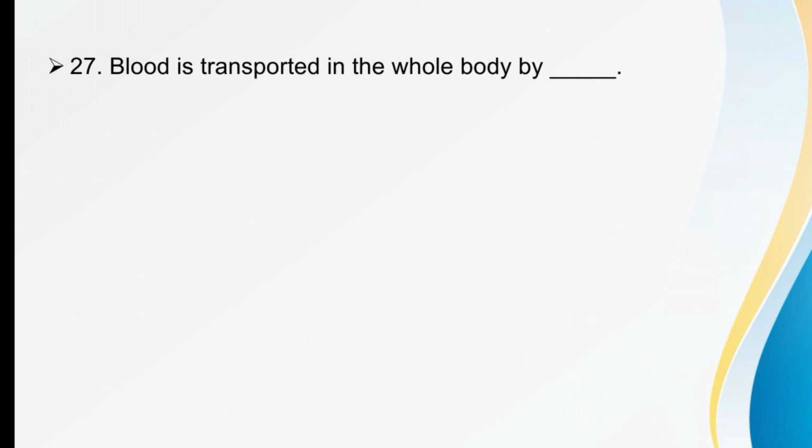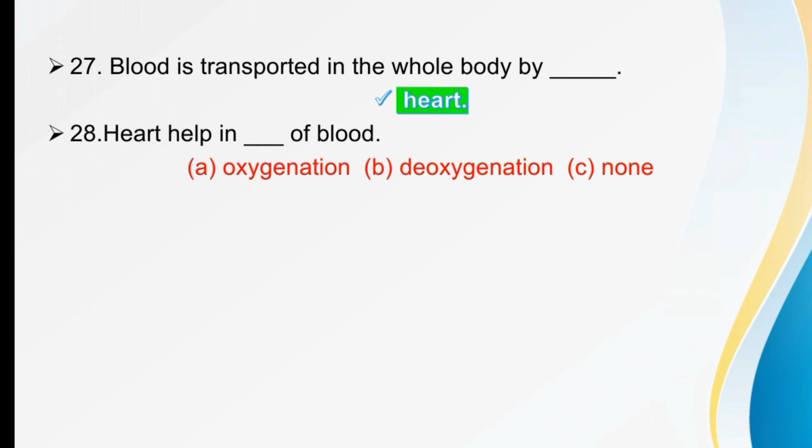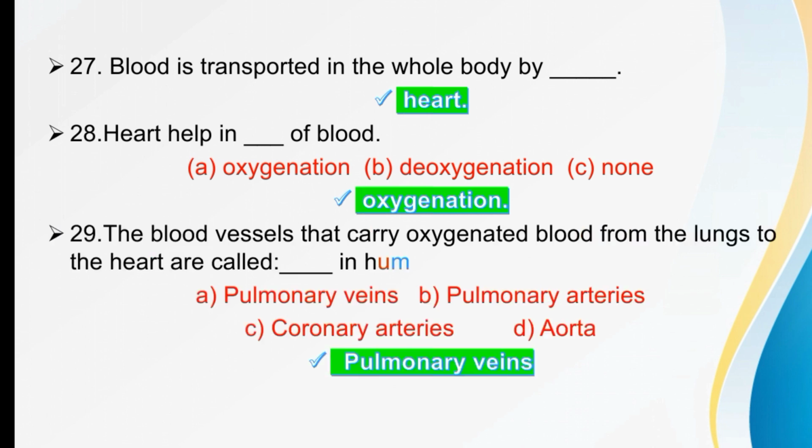Blood is transported in the whole body by dash. So blood is transported throughout the whole body by the heart. The heart helps in dash of blood. Oxygenation, deoxygenation, or none. So the heart helps in oxygenation of blood. The right option is A. The blood vessels that carry oxygenated blood from the lungs to the heart are called dash in the human body: pulmonary veins, pulmonary arteries, coronary arteries, or aorta. So the right option is pulmonary veins.